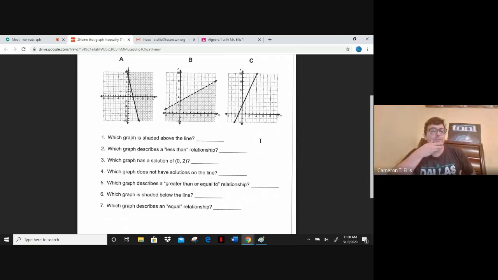And 7, which graph describes an equal relationship? Now, remember, there's no greater than, no less than, right? If there's no greater than and no less than in my graph, that implies that there's no shading at all, right? So now, which graph here has no shading? There's only one, right?